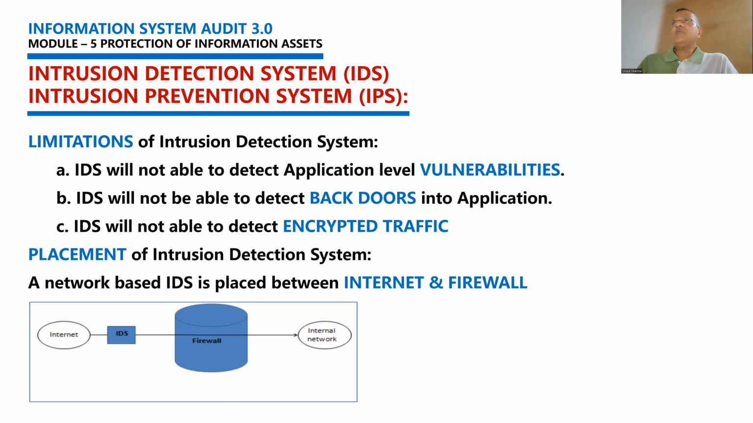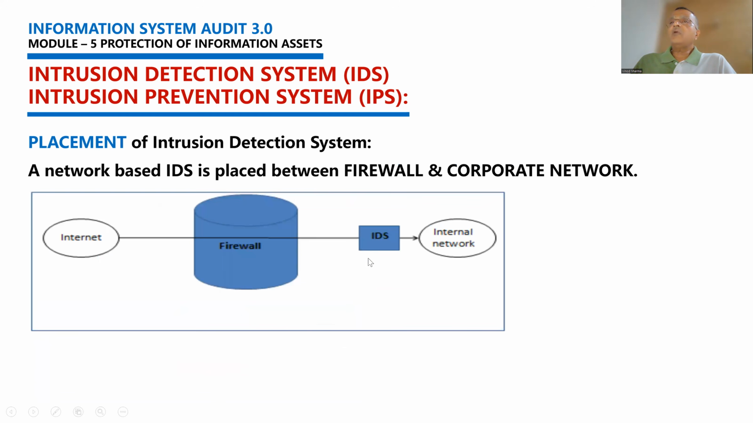If anything is coming in encrypted form, that is, if you use coded traffic, IDS will not be able to detect it. So at this point, it is essential to consider how we place the intrusion detection system. You can do it two ways: internet, then IDS, then firewall, and then your internal network. Or internet, firewall, IDS, and then the internal network. Again, where you place the intrusion detection system depends on the organization policy, right?